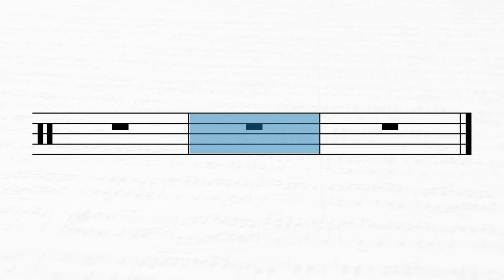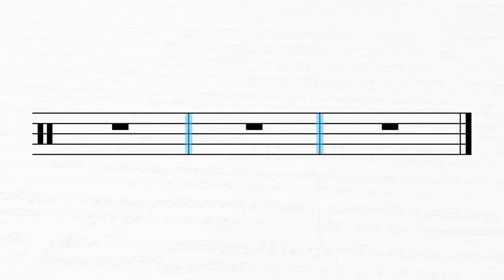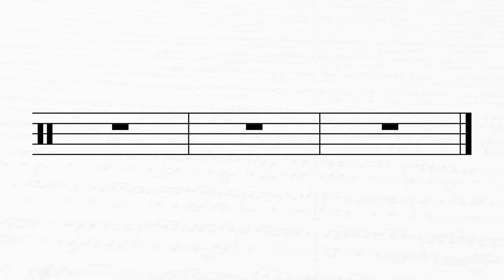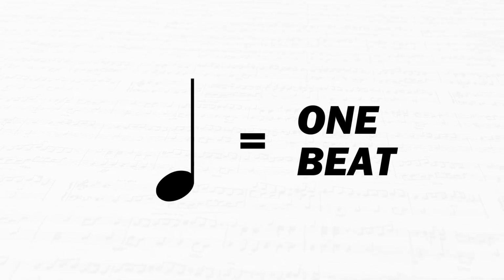This is a measure, and these are called bar lines. But what does that mean? Well, let's first start with a single quarter note. And that one quarter note is going to equal one beat. But what if there's more than one quarter note? Say 12 to be exact.